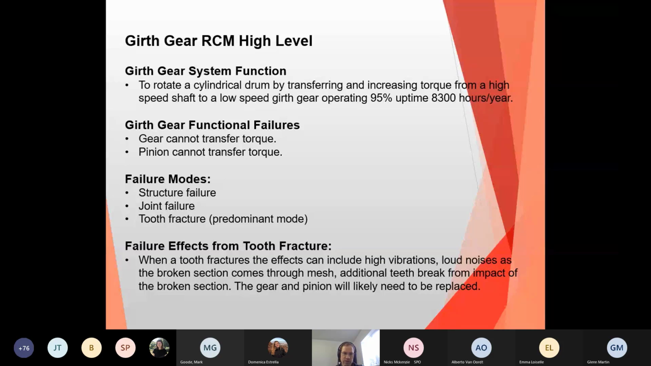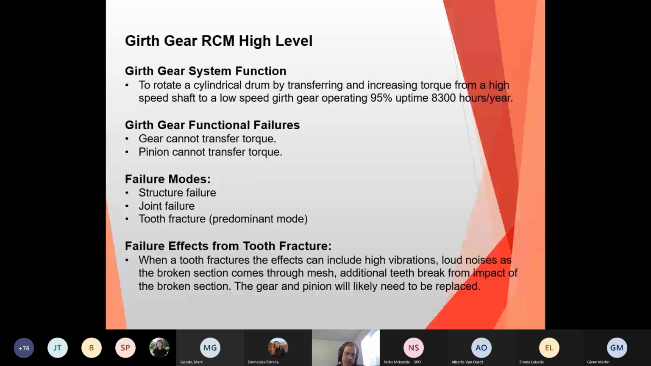Girth gear functional failures are basically pretty simple. The girth gear can't transfer the torque. The pinion can't transfer the torque. The failure modes, the big three categories that we can break the girth gear down into, are a structural failure, a joint failure, or really a tooth fracture, which is the predominant mode since that's really what's being acted upon as the gear is driving.